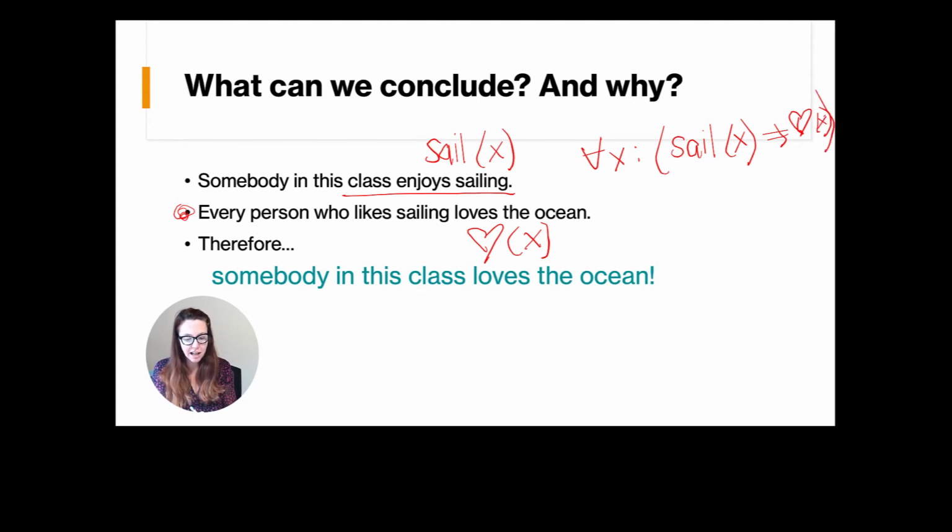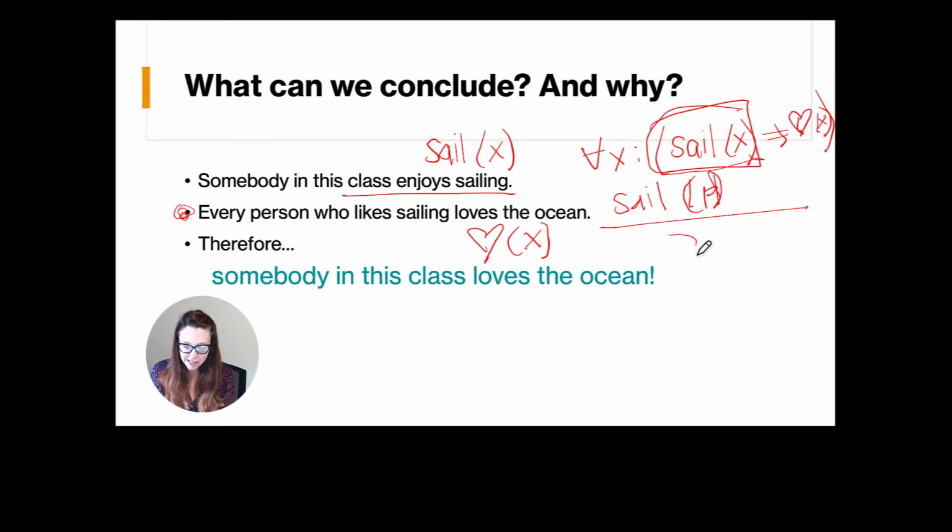And somebody in this class enjoys sailing, like saying there is a person, P or A, I cannot draw, that likes to sail. And from that, which is that? Universal Modus Ponens, the mode that affirms, or universal Modus Tollens, the mode that denies? Ponens, yeah, exactly. Because I have affirmed that antecedent. I said sail of P is true.